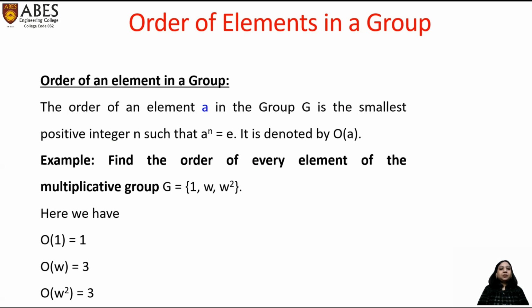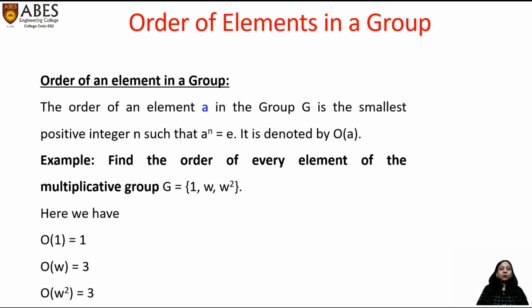For example, if we want to find the order of every element of the multiplicative group 1, omega and omega square, this is a group having 3 elements. The order of this particular group will be 3 definitely. Now we want to find the order of each and every element of this group under the multiplication operation. We all know that under multiplication, the identity element is 1. So the power of each element at which we get 1 will be the order of that particular element.